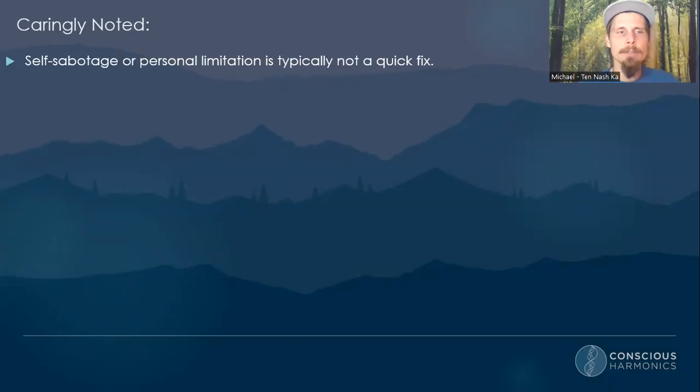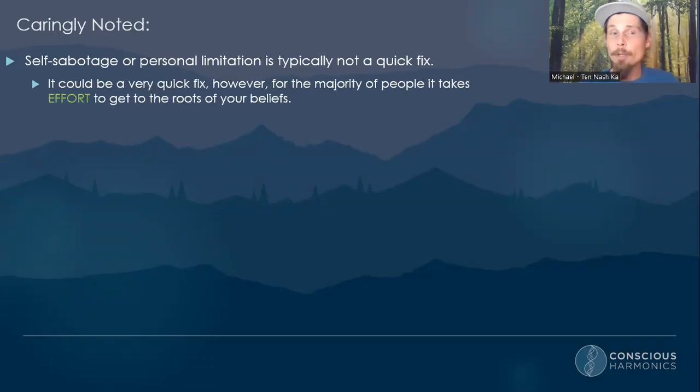All right, caringly noted: self-sabotage or personal limitation is typically not a quick fix. It could be a very quick fix. However, for the majority of people, it takes effort to get to the roots of your beliefs. I would say, with everything that was shared in this lesson, if you just stick with isolating the parts or pieces of what you're actually trying to avoid or what you're procrastinating on, and you get really clear on all those parts and pieces, that helps a lot. That can definitely solve a lot of things.